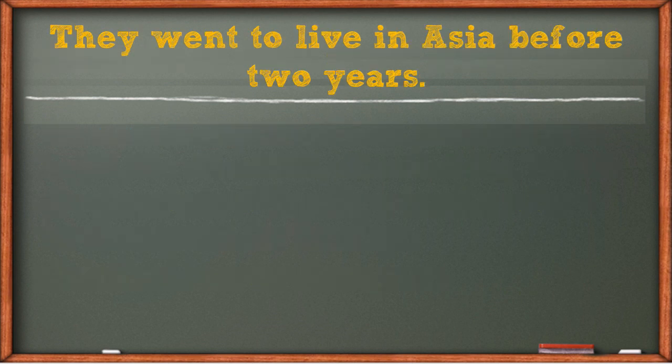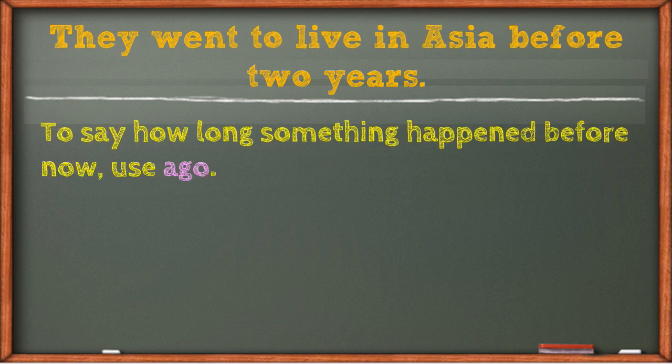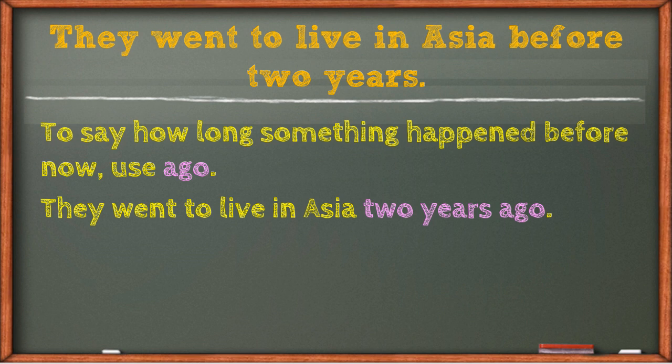They went to live in Asia before 2 years. To say how long ago something happened before now, use "ago." They went to live in Asia 2 years ago.